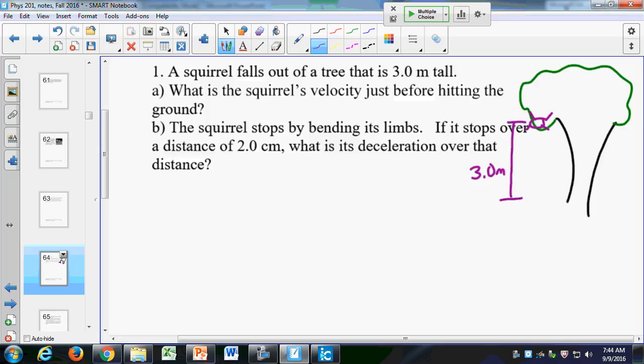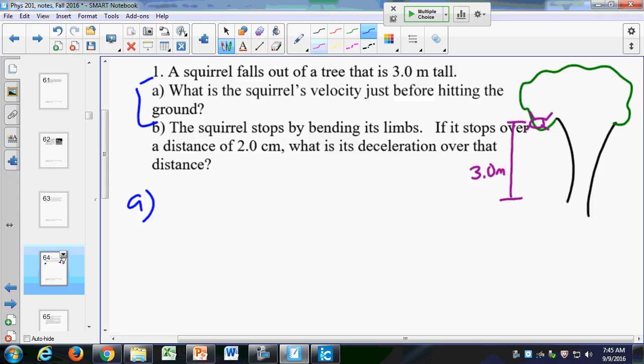And I want to know a couple things. First, I just want to know what is the squirrel's velocity just before hitting the ground. That one should be pretty straightforward. That's just like the Red Bull jump that we just did. Instead of Felix Baumgartner jumping from however many kilometers above the surface of the Earth, you have this squirrel jumping from 3 meters, from about 10 feet. And I want to know his velocity.